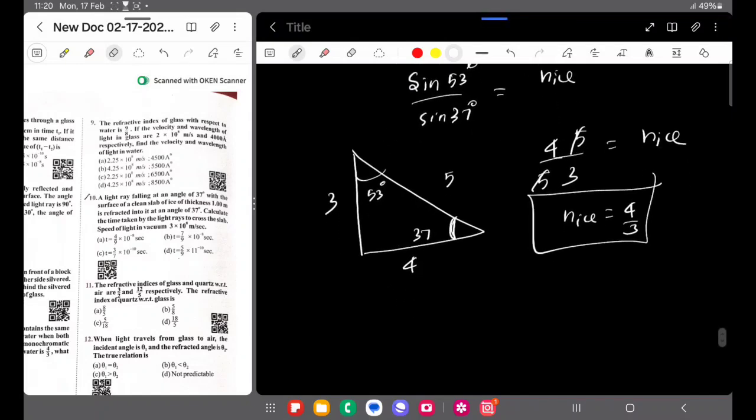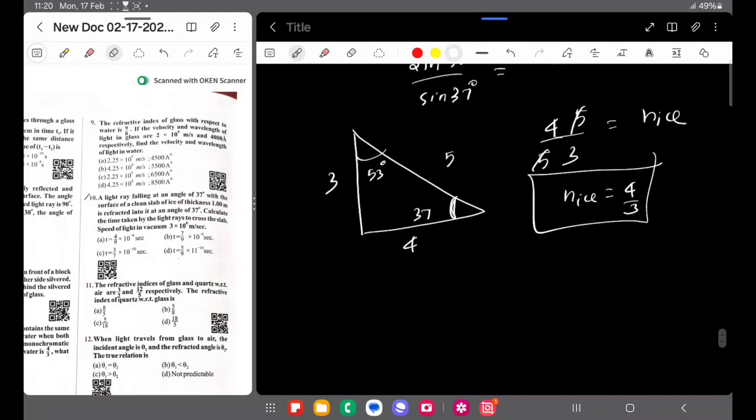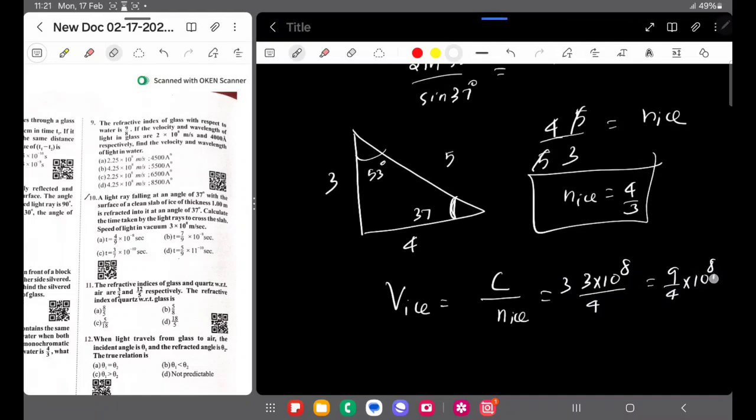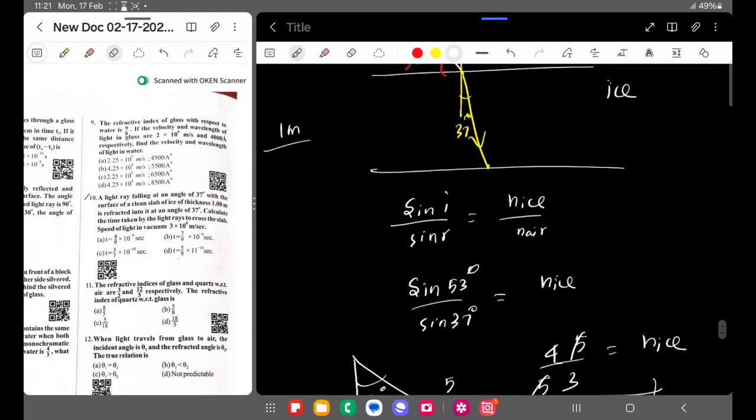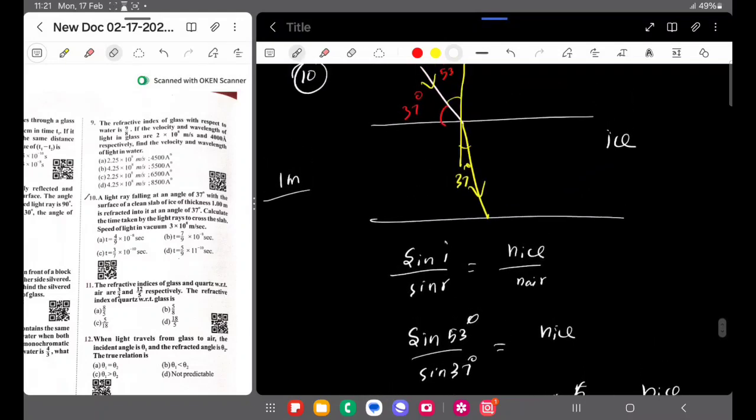Once I got that value, I can tell with what speed the light rays are traveling in the ice medium. We know that the speed of light in empty space divided by the speed of light in the ice medium is called the refractive index of the ice. So speed of the light in ice medium is equal to speed of the light in empty space by refractive index of the ice. So it's 3 into 10 to the power 8 by 4 by 3. I got 9 by 4 into 10 to the power 8 meter per second. With this speed only the light rays are going to travel in that ice medium. And how much distance is it covering? We know that this distance is 1 meter.